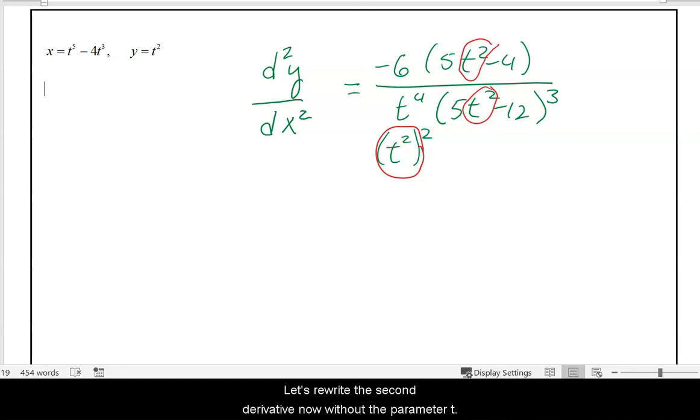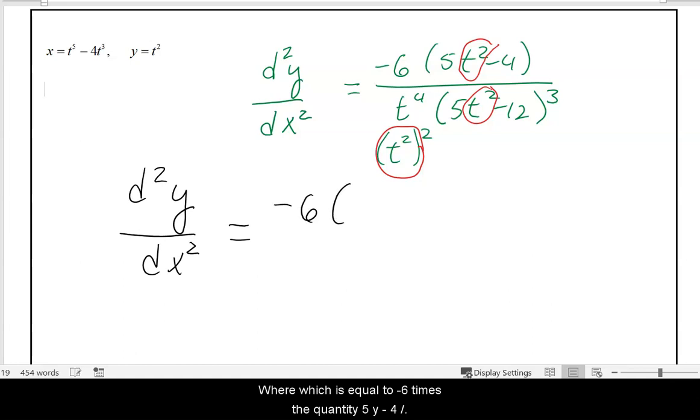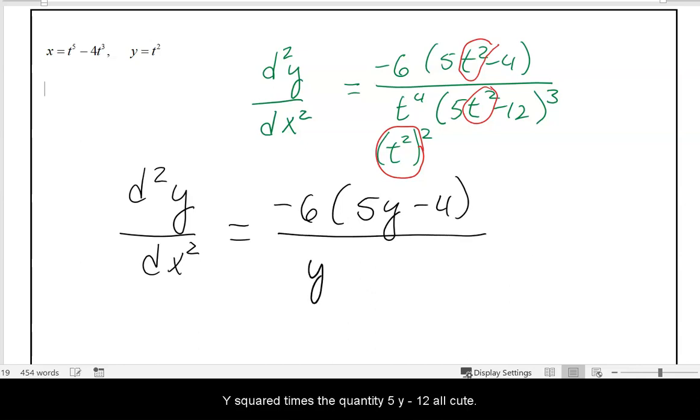Let's rewrite the second derivative now without the parameter t. This would give me the second derivative of y with respect to x squared, which is equal to negative 6 times the quantity 5y minus 4 divided by y squared times the quantity 5y minus 12 all cubed.